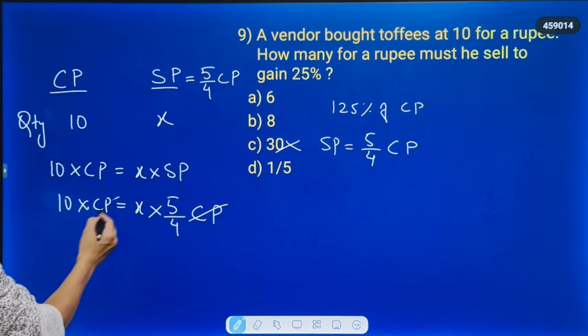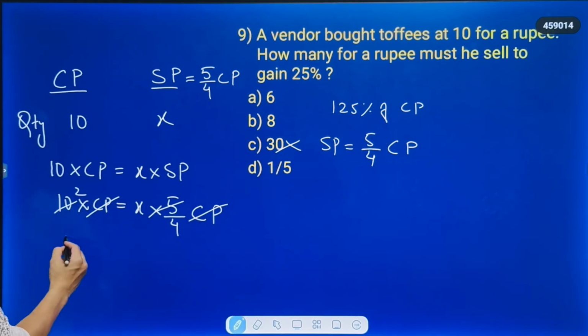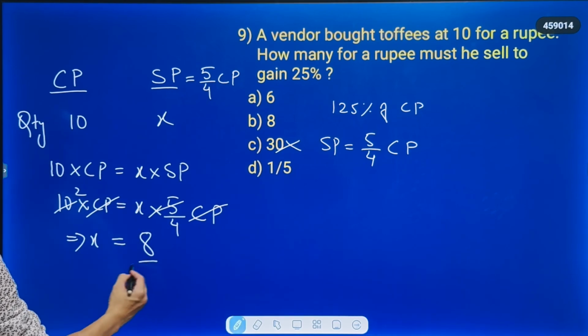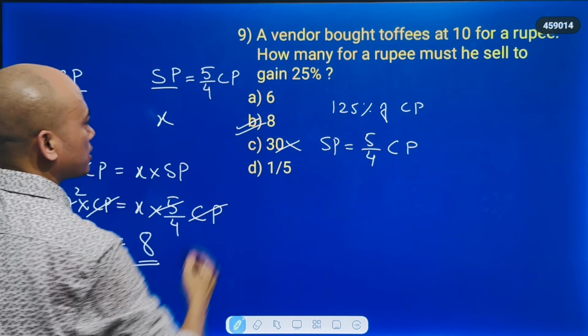So CP gets cancelled, then 5 twos are 10. So x is equal to 4 into 2, that is 8. So 8 is the answer here, correct option 8.